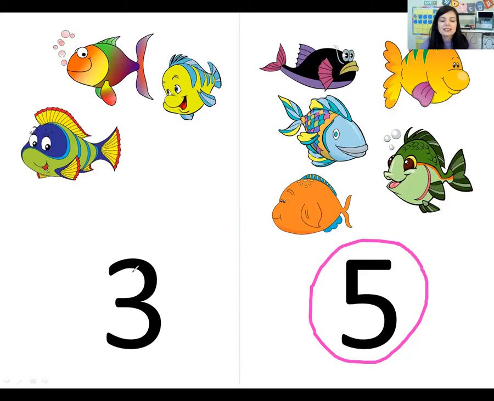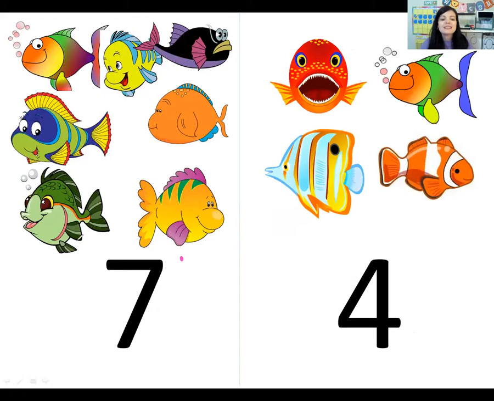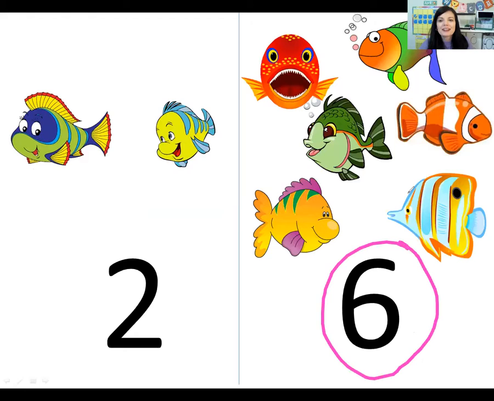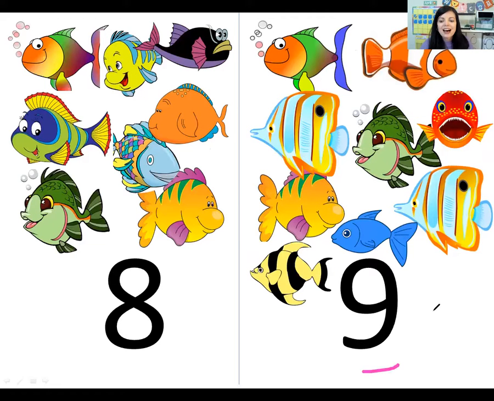Which is bigger, 7 or 4? 7 is bigger. Which is bigger, 2 or 6? 6 is bigger. Which is bigger, 8 or 9? 9 is bigger. 9 has just one more fish.